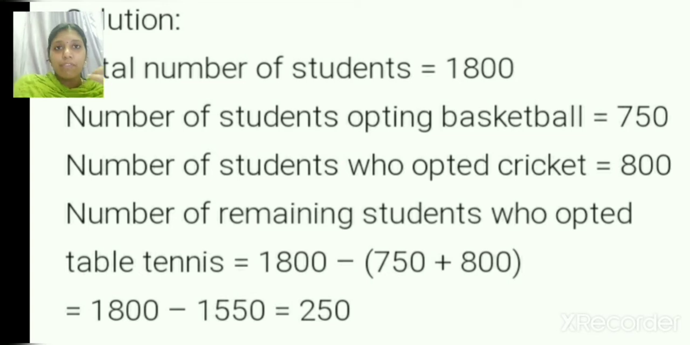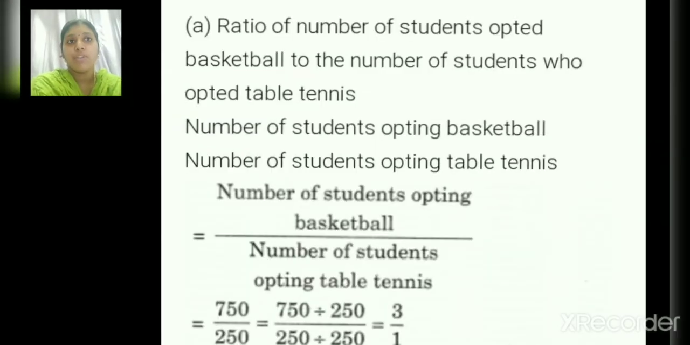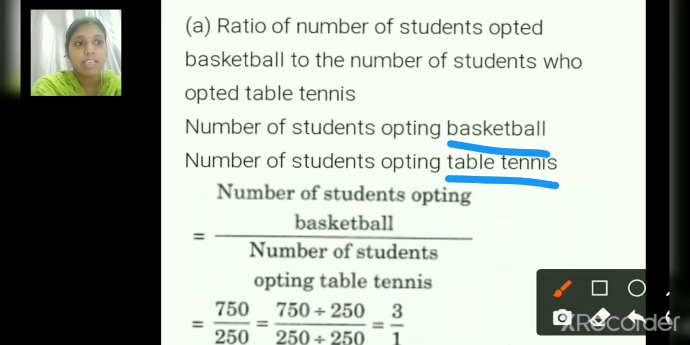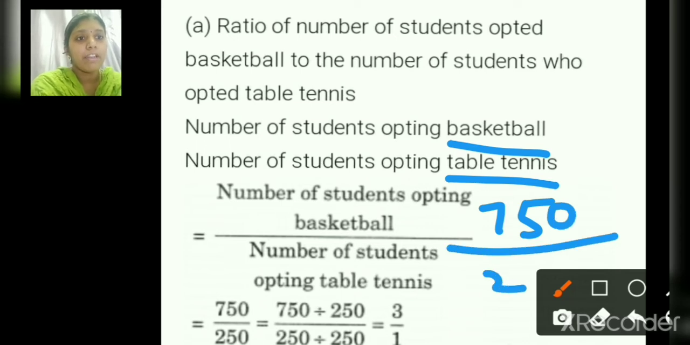Now we have to find the ratio. Let's go into the A subdivision: the ratio of the number of students who opted basketball to the number of students who opted table tennis. We know the number of students who opted basketball is 750 and table tennis we have found to be 250. Now how can we find the ratio? We have to write them as a fraction, so we get 750 divided by 250. Now we can make them into the simplest form, or you can take the HCF. I am doing the simplest form.